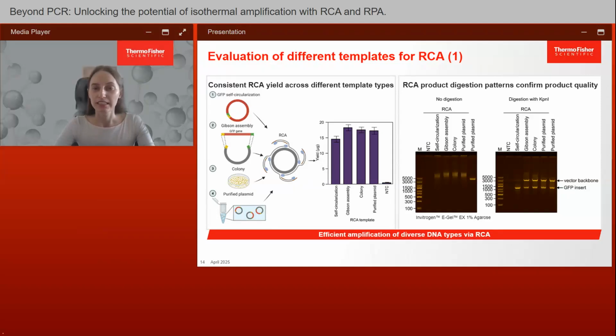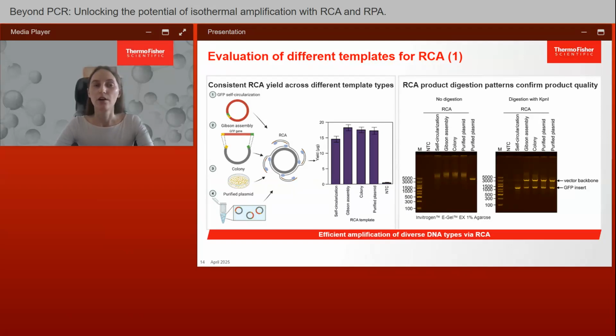And next, the quality and specificity of RCA reactions were evaluated by gel analysis. So undigested RCA products appeared as a high molecular weight smear, and that's a clear sign of an efficient reaction. And once digested, the resulting bands matched those of digested purified plasmid control, with bands corresponding to vector backbone and GFP insert. But note that RCA product generated from self-circularization template showed only a single GFP insert band because the vector backbone is not used in self-circularization reaction.